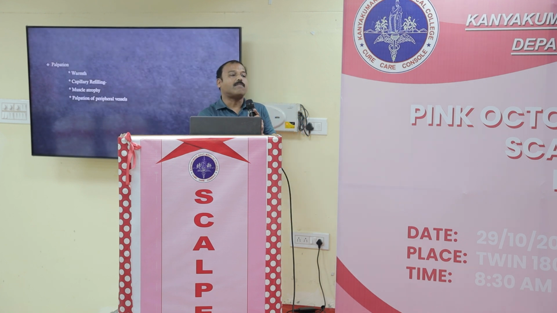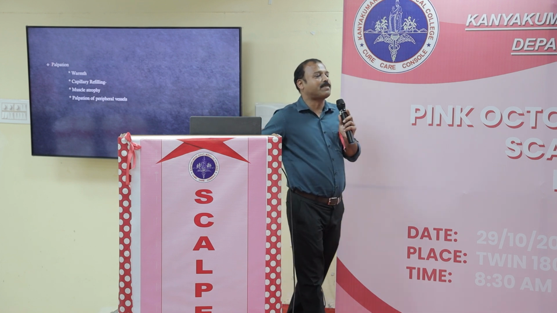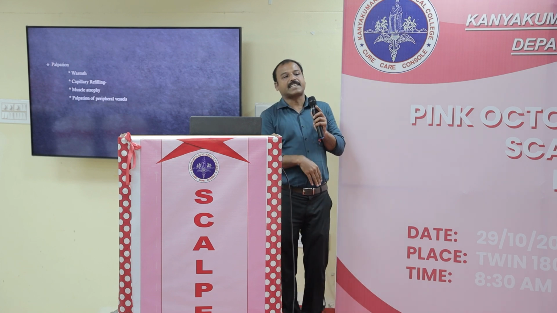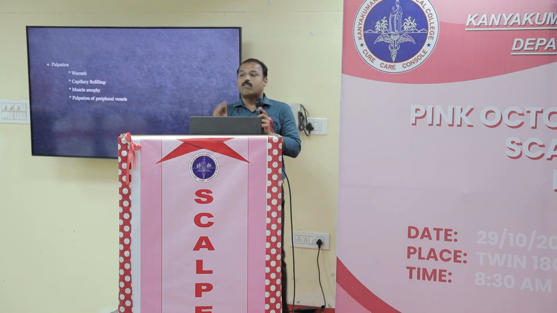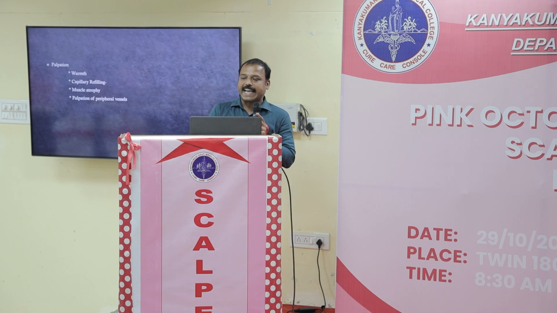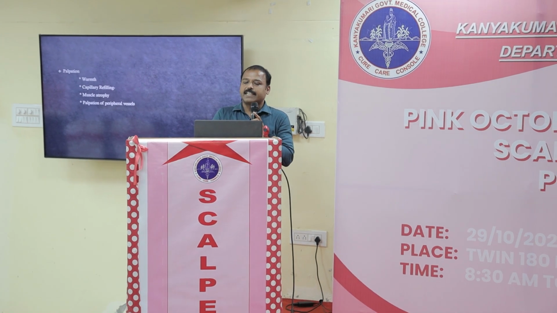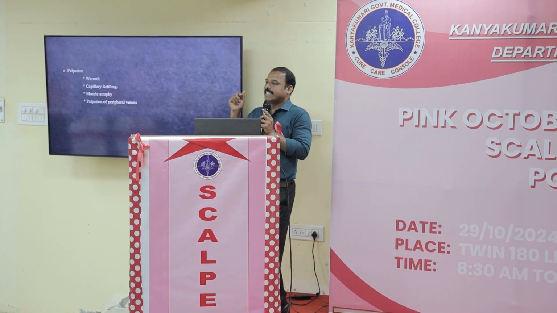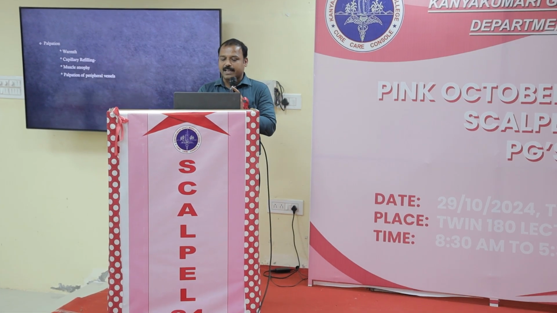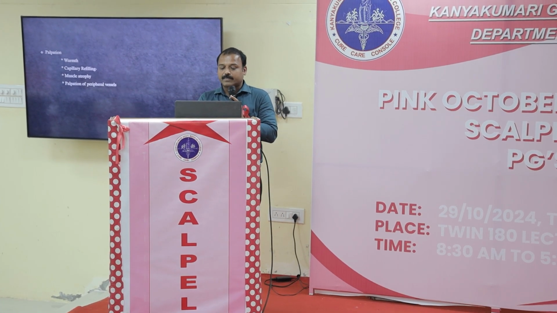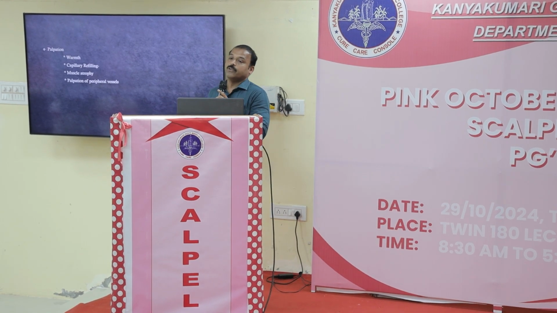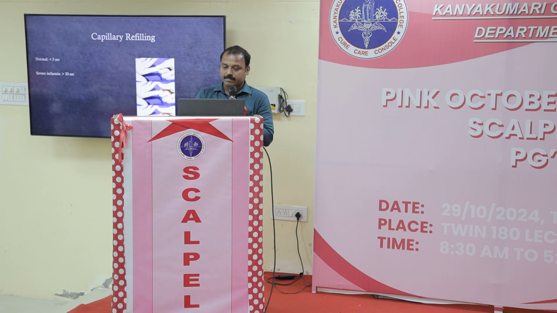On palpation, warmth is very important. In chronic lower limb ischemia, the limb will usually be cold. But when there is associated infection because of the ulcer, it may be warm also sometimes. Then we usually check capillary refilling, venous refilling. Capillary refilling is a very important one. That is also decreased in chronic limb ischemia. And muscular atrophy and palpation of the peripheral vessels. These are the 4 things you look into in palpation.